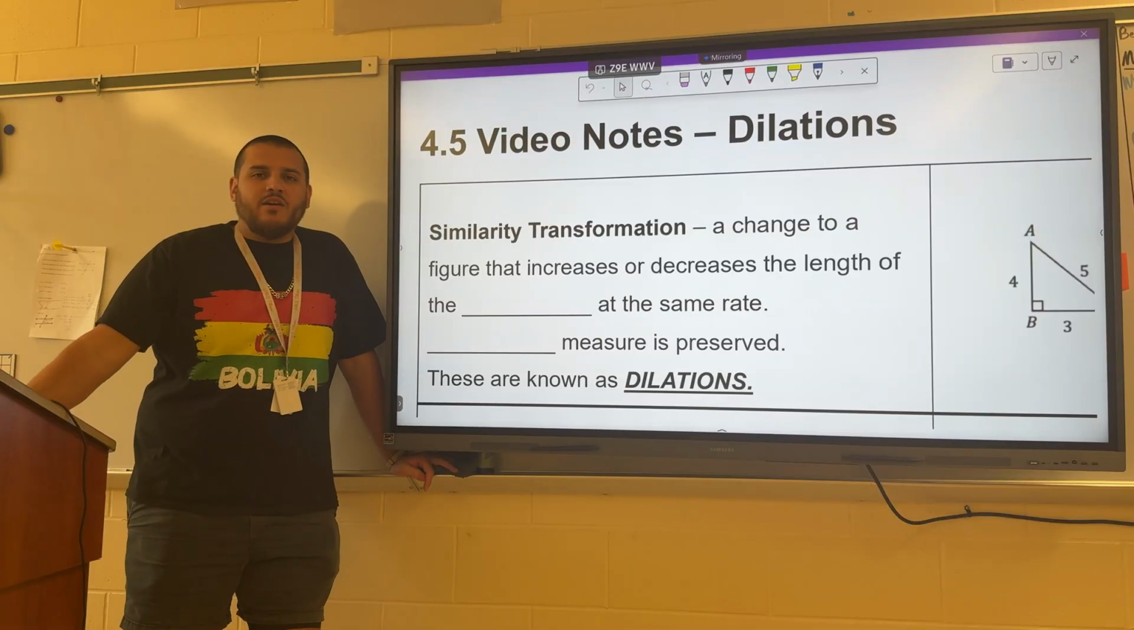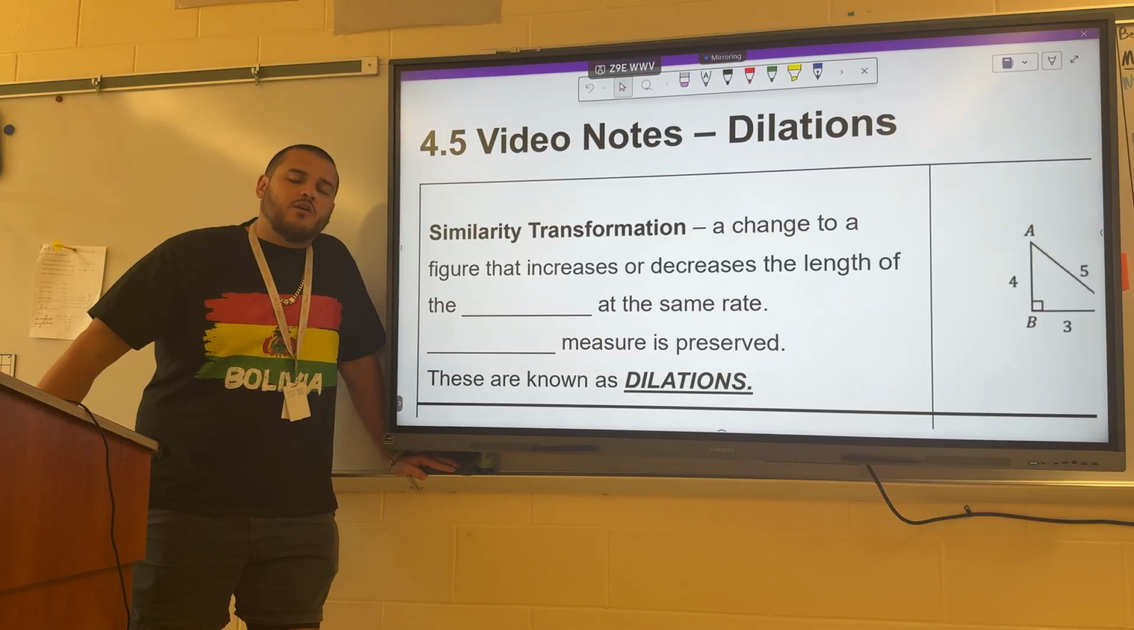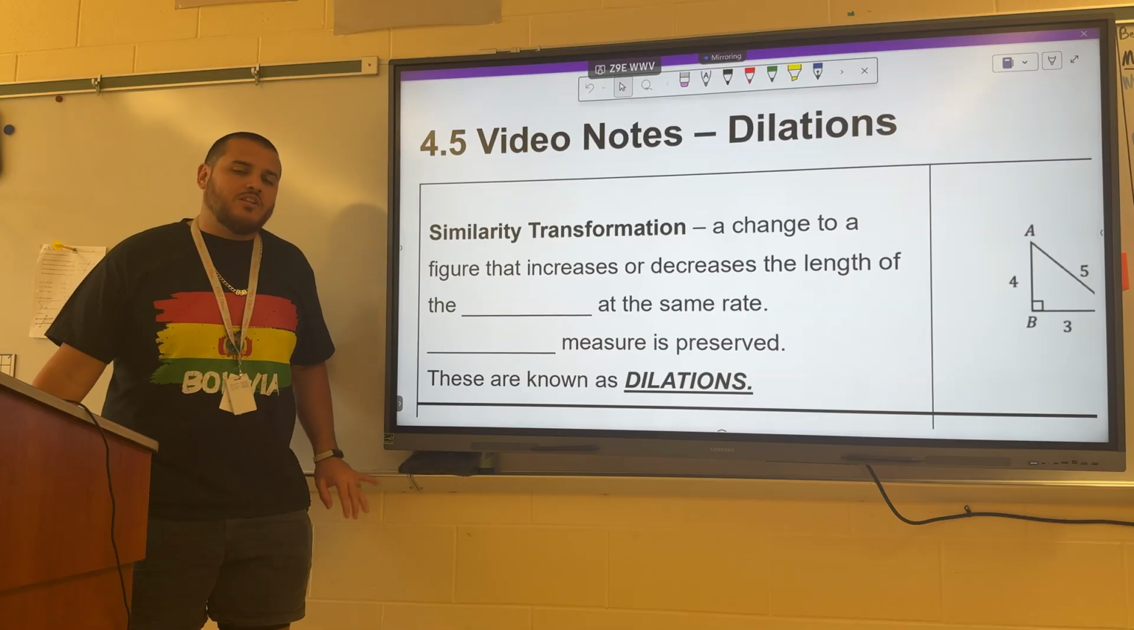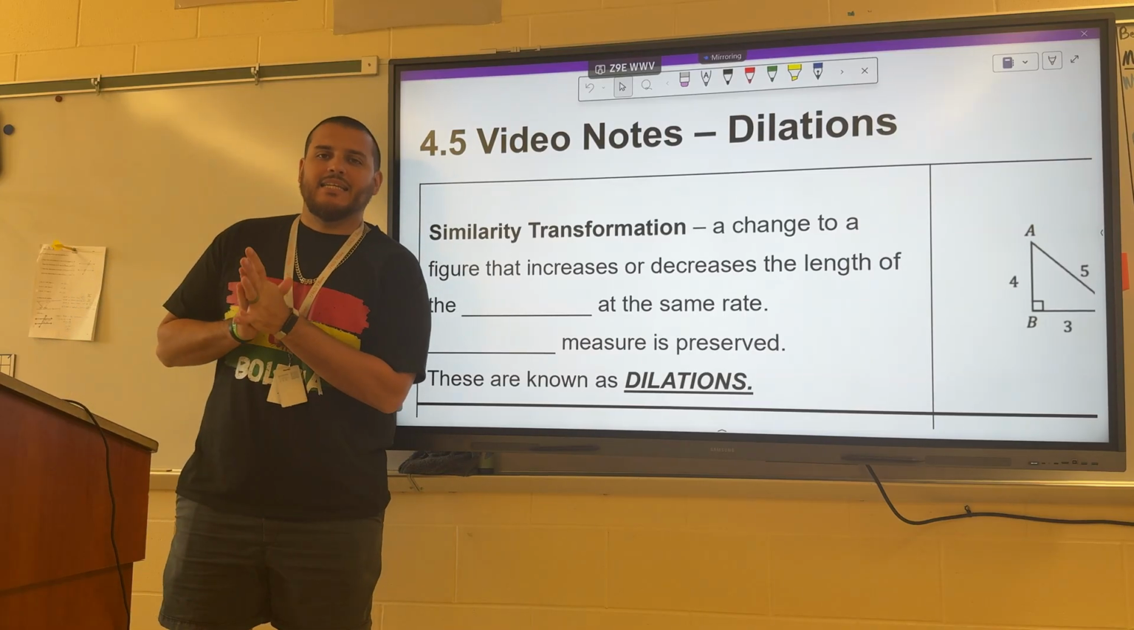Today we're going over the last lesson of Unit 4, which is all about a new type of transformation called dilations. Let's get into it.